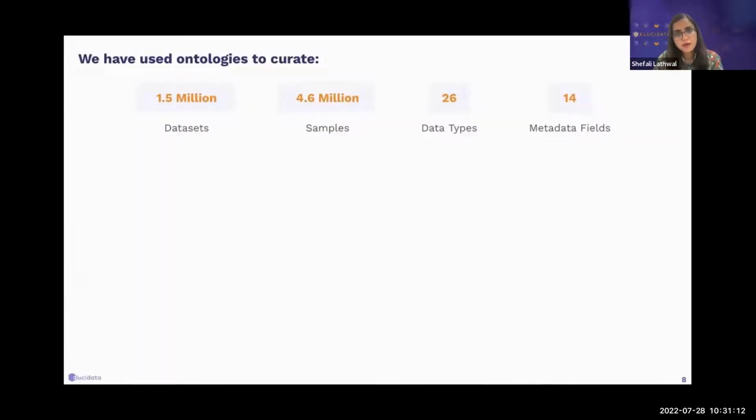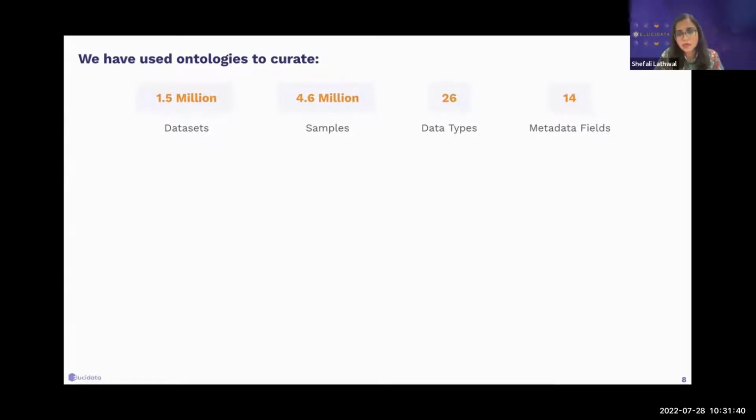So far, we have used this approach of using natural language processing combined with ontologies to curate 14 different types of metadata, so 14 different types of information across 26 different types of data. And by types of data, I mean different types of omics and bioassays data that I discussed earlier. And we've done this standardization for more than 1.5 million data sets.